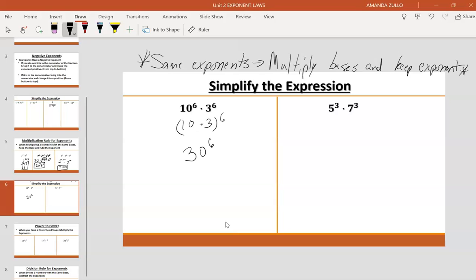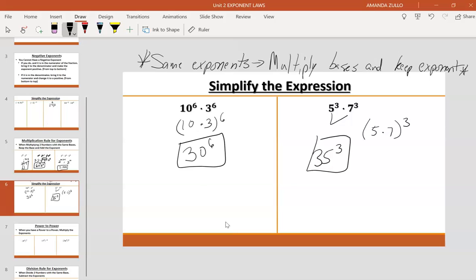And I kept my exponent. Same thing here. You have 5 times 7. You get 35. And you're going to keep your exponent, which is 3. That's what we do. There are my answers. Okay.